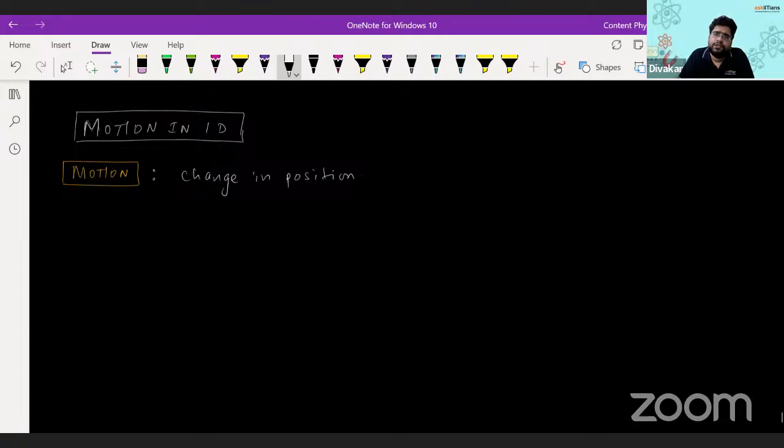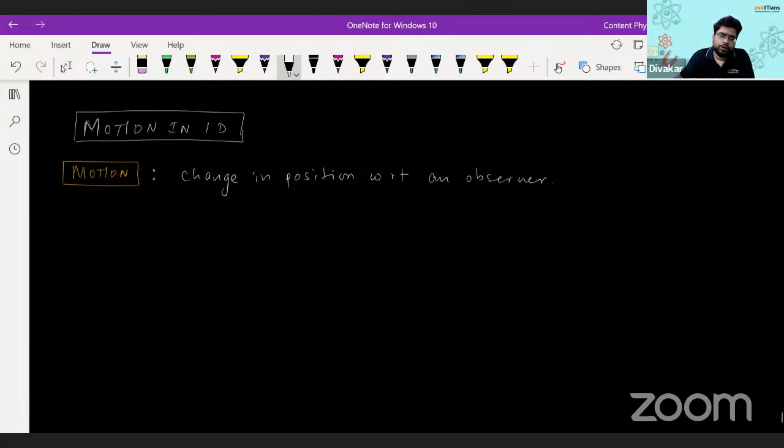So are they at rest or are they in motion? Are they changing position or are they not changing position? That becomes a very important question. Motion is changing position for sure, there is no question about that, but with respect to an observer. If your observer is not well defined, you cannot define what is rest and what is motion.